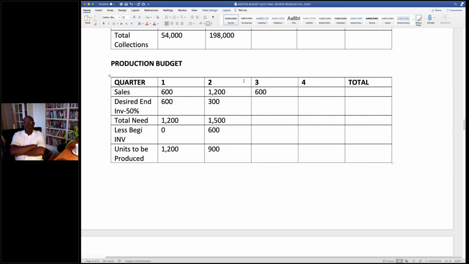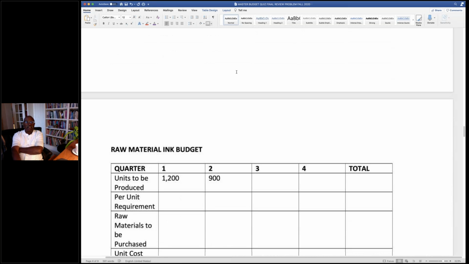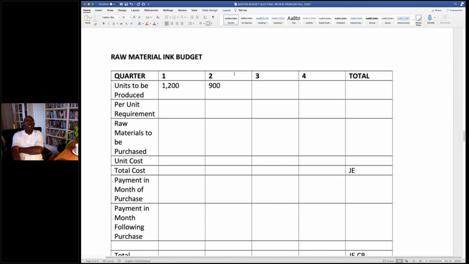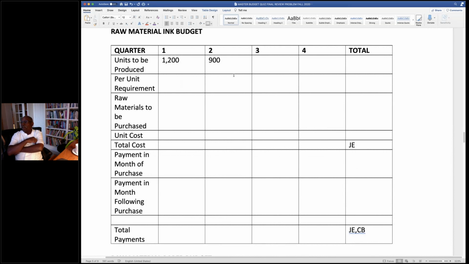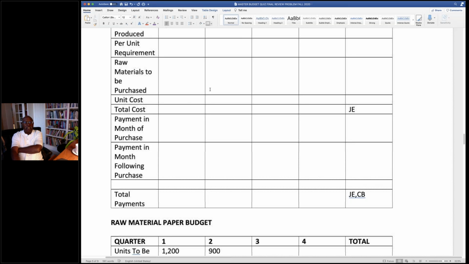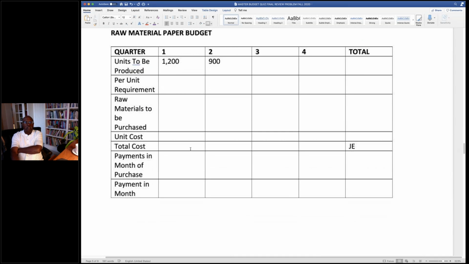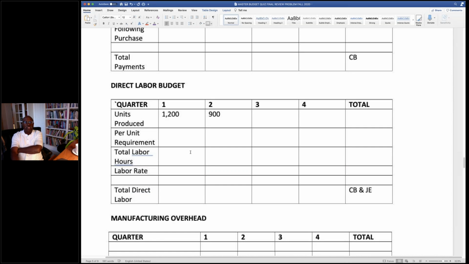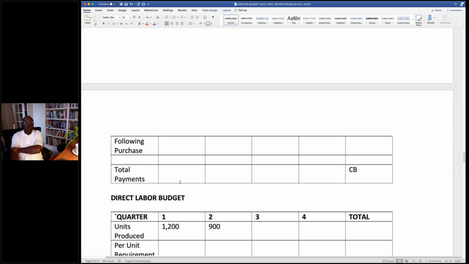Why do you think people want these C's, Professor Boyd? I'm still shooting for 4. Oh, okay. Well, then let's do this first quarter then. All the way down. So I want everyone now to do raw materials ink, raw materials paper, direct labor, and give me my bottom line of payments.